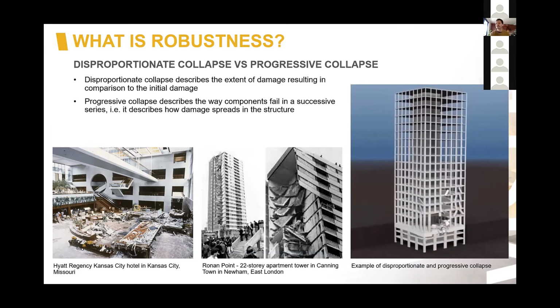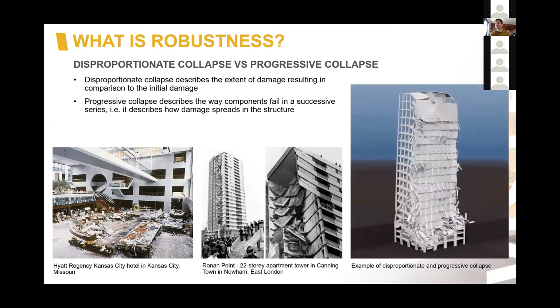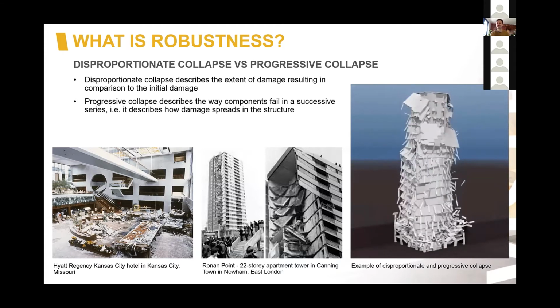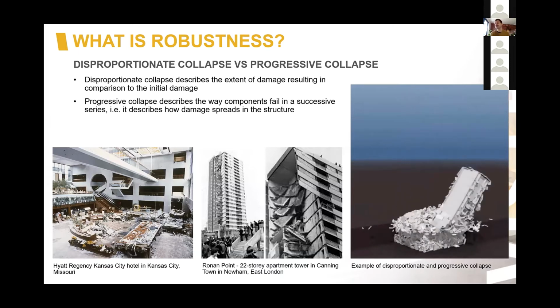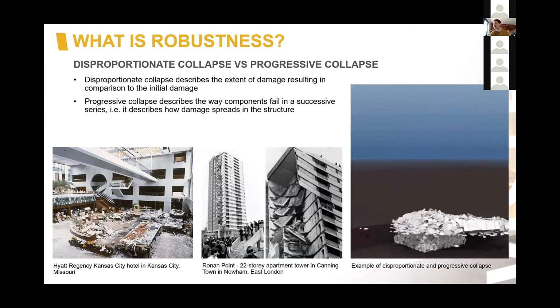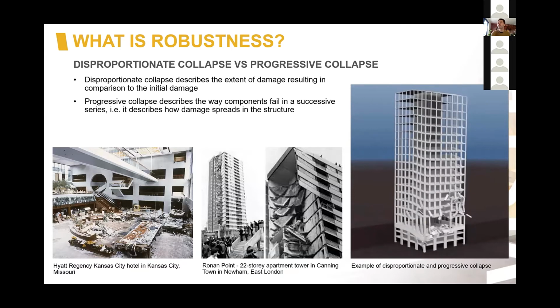And then, of course, it wouldn't be a robustness presentation without the Ronan Point example. So in the middle here, the photograph, everyone should be aware of this. Essentially a gas explosion that led to progressive collapse of successive floors. And then just that GIF showing a combination of the two.